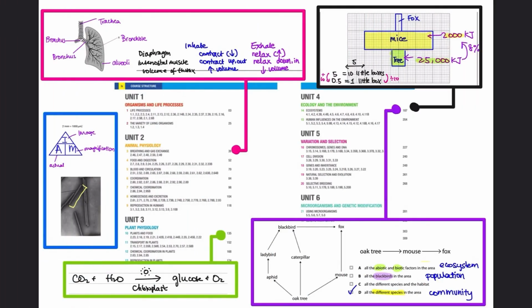What have we covered so far? Pink box, this is the anatomy of the lung. Make sure you can label everything on this diagram. Also know what happens to the diaphragm, the intercostal muscle, and the volume of the thorax when you inhale and when you exhale. Blue box, this is the equation for magnification, AIM.